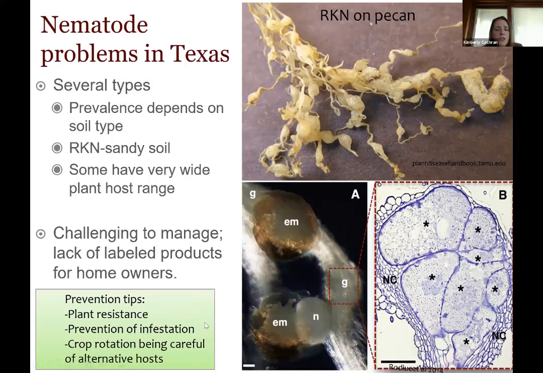Prevention of infestation: carefully inspecting transplants. It's really hard to notice anything with cyst or sting nematodes, but with root knot, if you have really careful inspection, you usually can at least do some good with those efforts. And lastly, crop rotation. So if you have a problem, you can do crop rotation, being careful of alternative hosts.